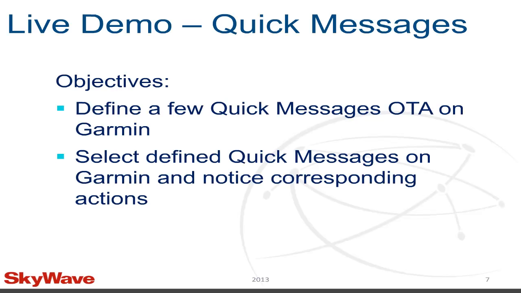In this demo, I will send a message over the air using a simulated gateway tool from a back-end application like SkyWave's Messenger tool to a Garmin device connected to an IDP terminal in order to define a number of quick messages on a Garmin device. I will then select these newly defined quick messages on the Garmin device and see their corresponding actions.